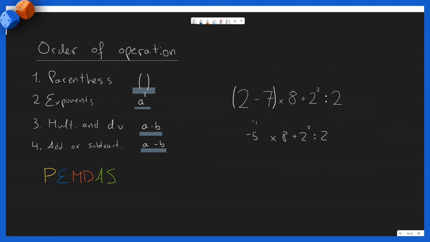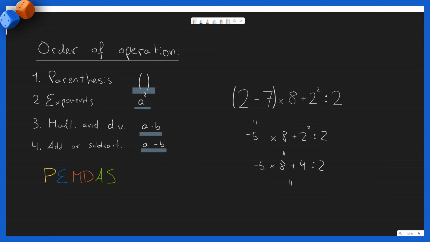Now that we don't have any parentheses, we have to operate the exponents. So we will go with this 2 to the power of 2. Minus 5 times 8 plus 4 divided by 2. And now we go to the next step.